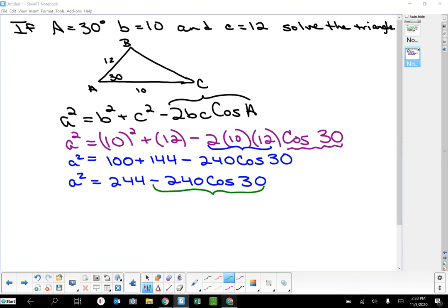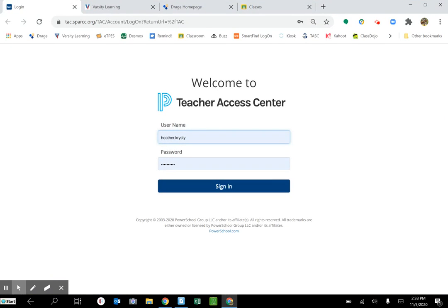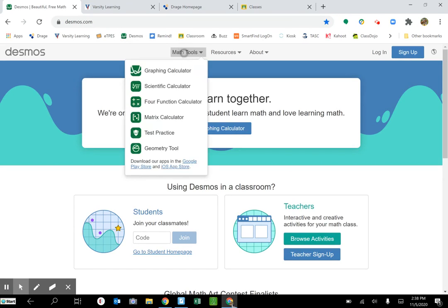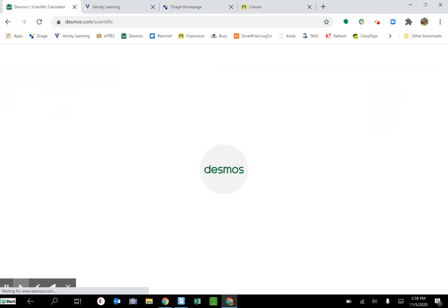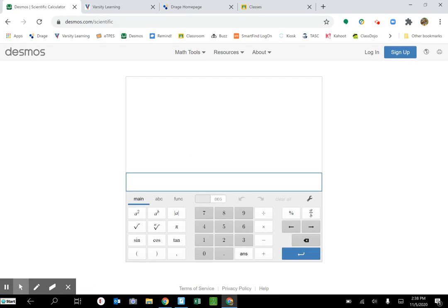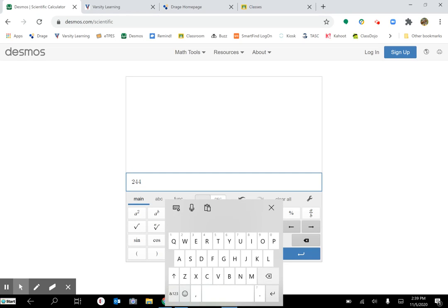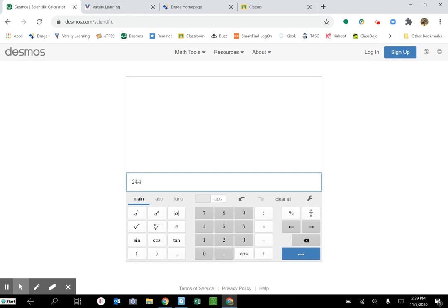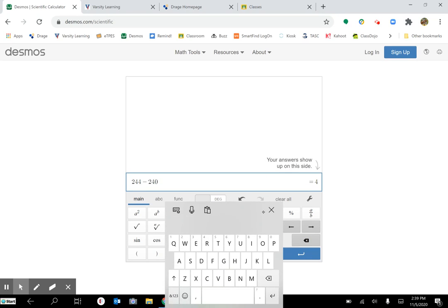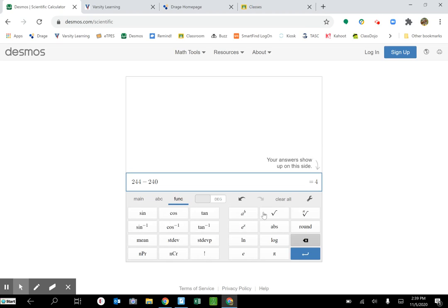So if I go over to my calculator here, Desmos, go to Math Tools, get the scientific calculator. So here I'm going to go 244 and subtract, minus 240 times cosine of 30.